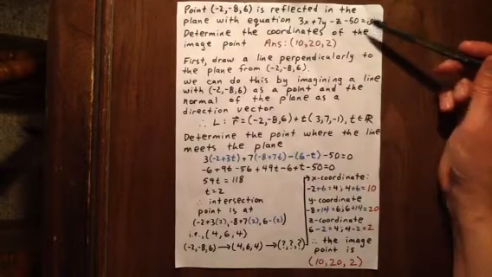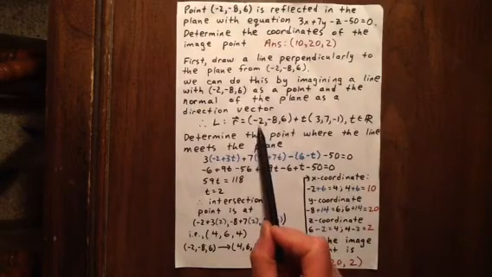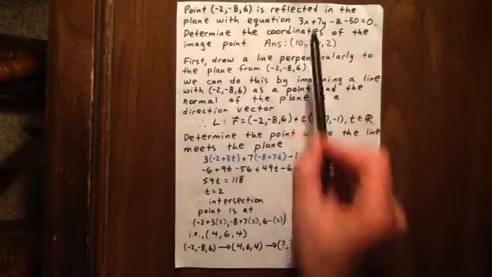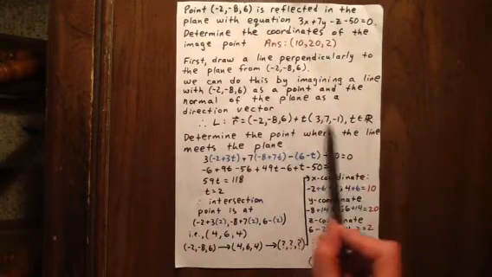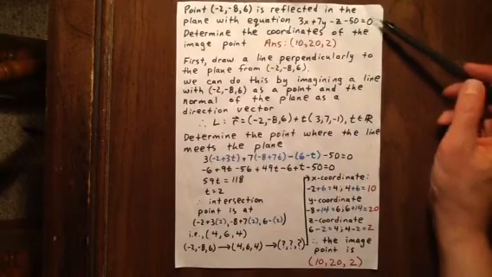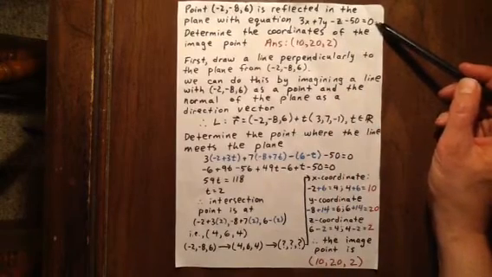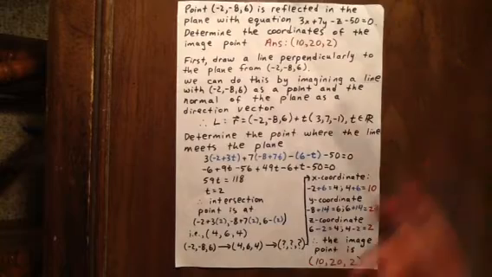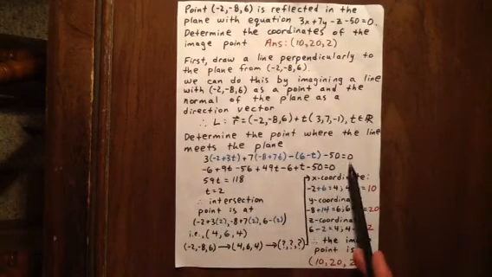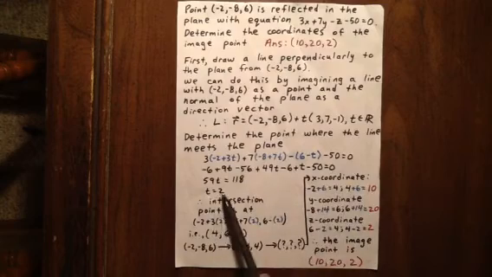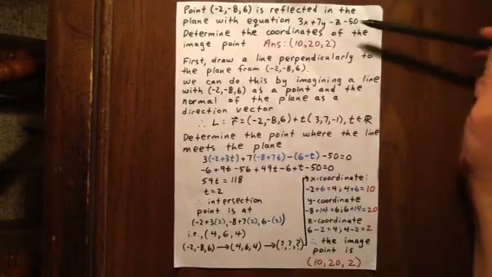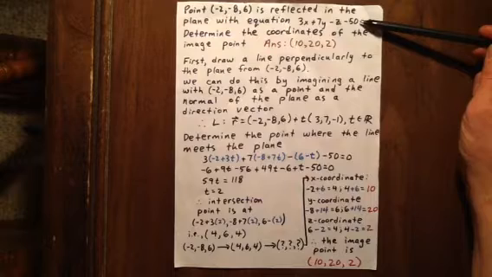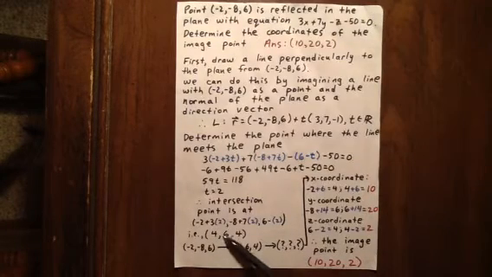So what we'll do is substitute the parametric expression -2 plus 3t in for x, -8 plus 7t in for y, and 6 minus t in for z. Substitute that into the equation of the plane and solve for t. Doing that leads to a t value of 2. So the line with this point and this normal as a direction vector meets the plane at the point (4, 6, 4).